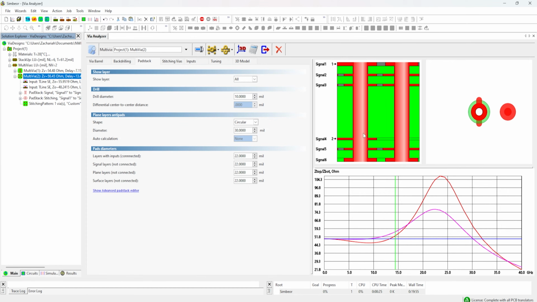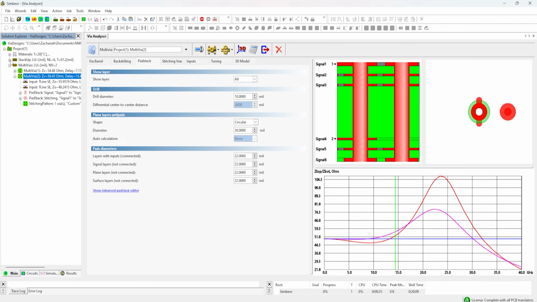And first, what I want to do is address the case of the single-ended via. So here you can see inside of Simbeor, I have a single-ended via with one stitching via that I've created. And we're going to do a little bit of analysis on this via to see what we can learn about how the stitching via impacts signal propagation.